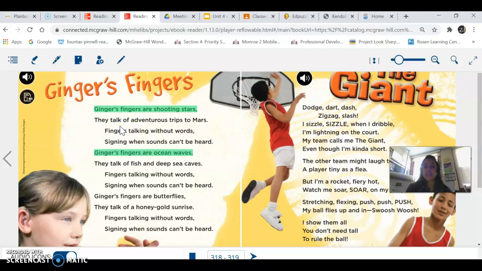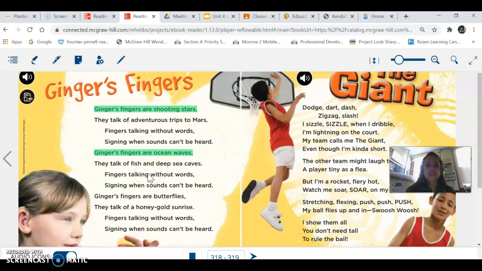What two very different things are being compared? Ginger's fingers and ocean waves. What does that help you visualize? That helps me visualize that ocean waves flow and roll. So Ginger's fingers must move very fluently. They are rolling.